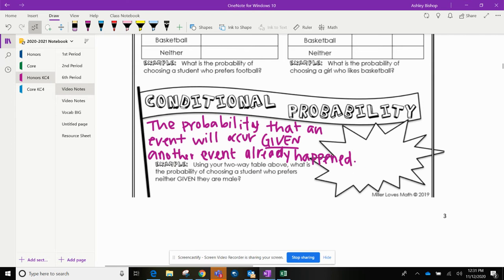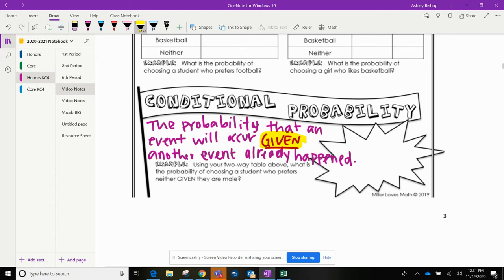And so you might want to pause this and make sure you can get this written down, but we're going to talk today about conditional probability. And conditional probability by definition is the probability that an event will occur given another event already happened. So I would pause this and make sure you write this down because I'm going to keep going.